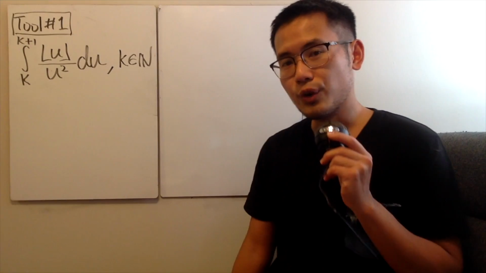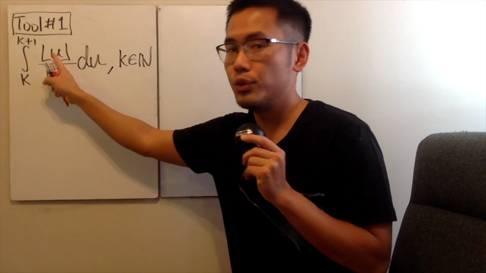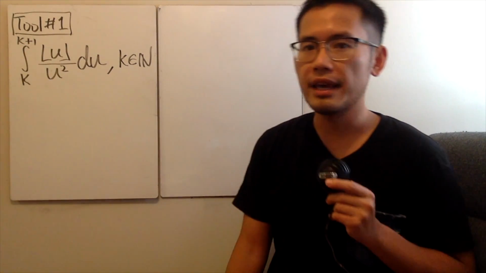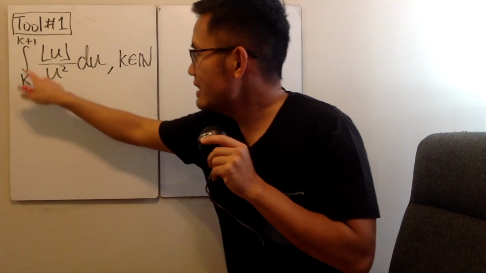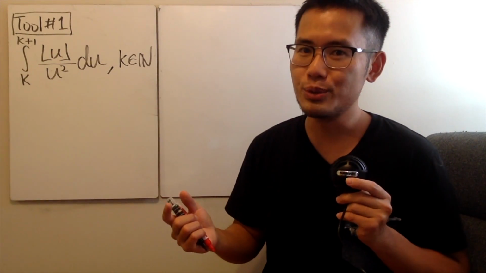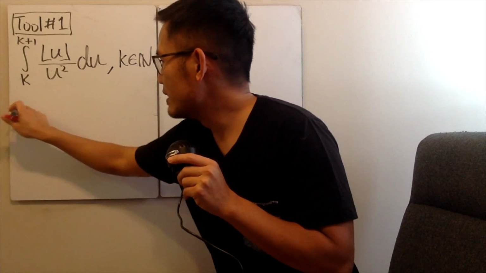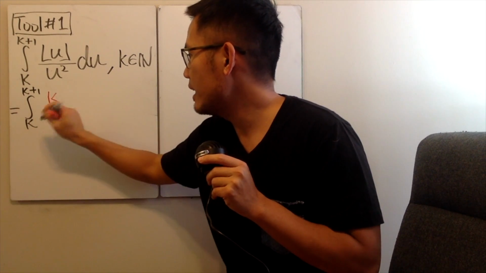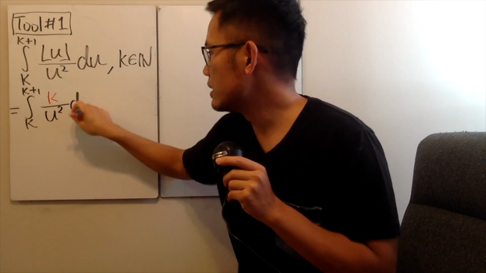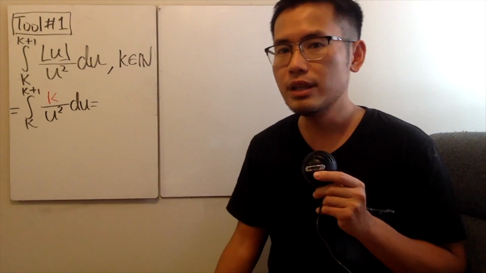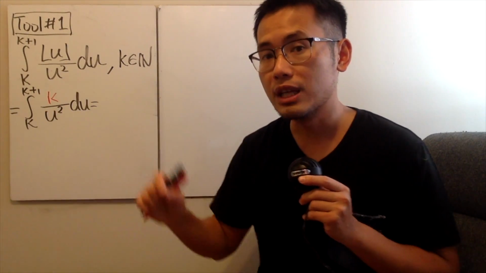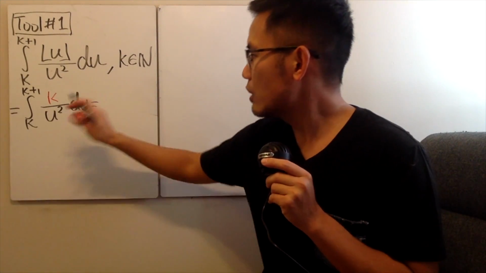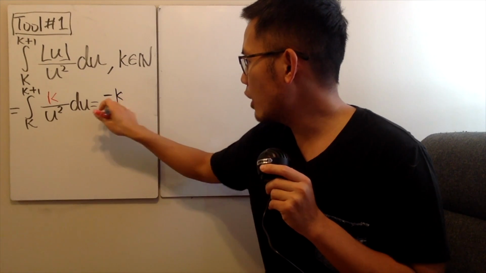So let's see that. For tool number 1, notice that here we have the floor of u, and we're integrating this over the interval k to k plus 1, where k is just a natural number. So on this interval, the floor of u is just equal to k. Therefore, we can just write this as the integral going from k to k plus 1 of k over u squared du. And then, of course, to integrate 1 over u squared, that will give us negative 1 over u. And I just have to multiply by that k, right? So, integrating that, we get negative k over u.